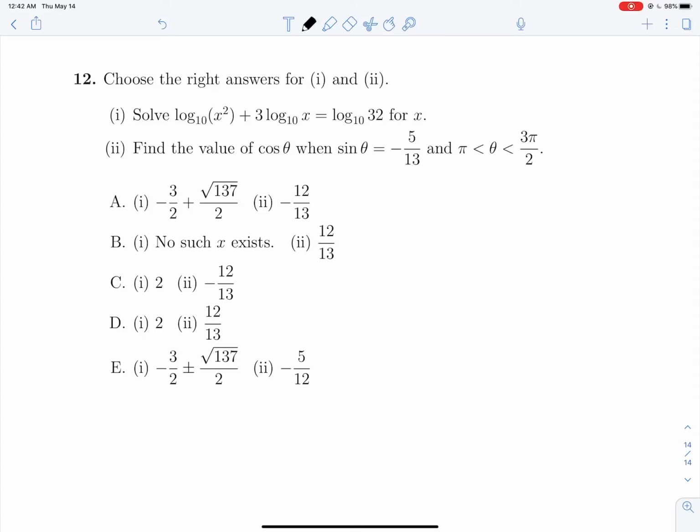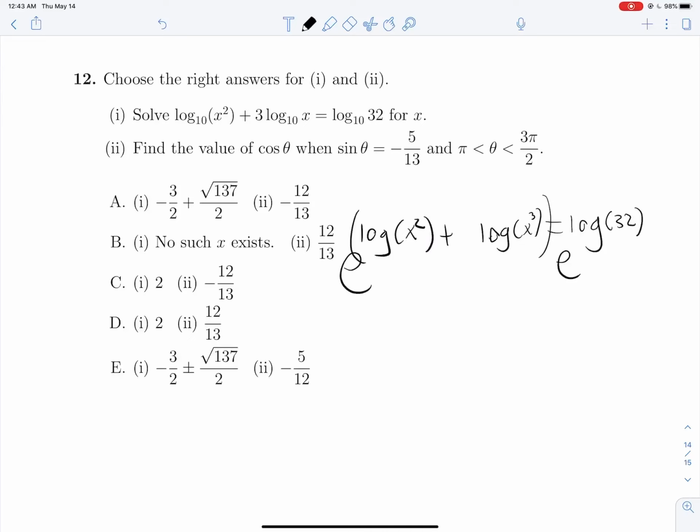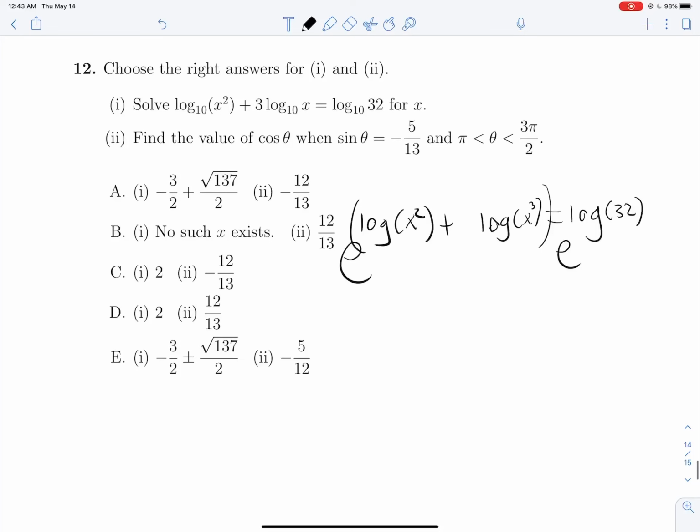Okay, let's simplify this a little bit. We have the log of x squared plus 3 times the log of x is equal to the log of 32. What can we do? One of our properties of logs says that if we're multiplying a log by some value, we can move that into the exponent of whatever is inside our log.